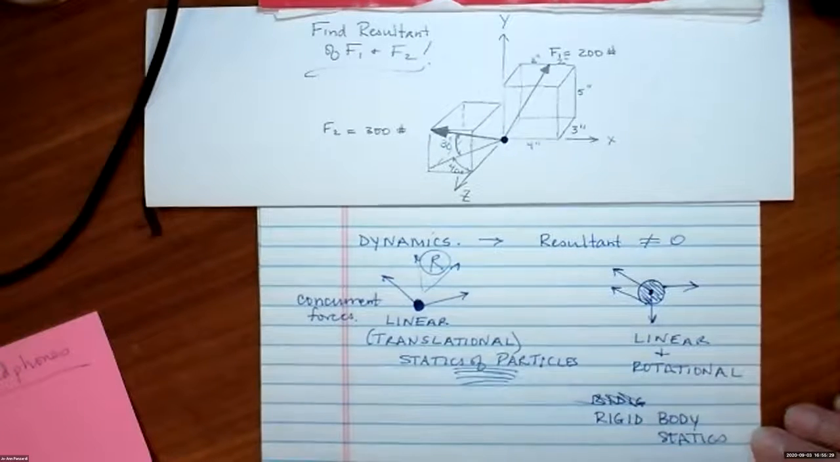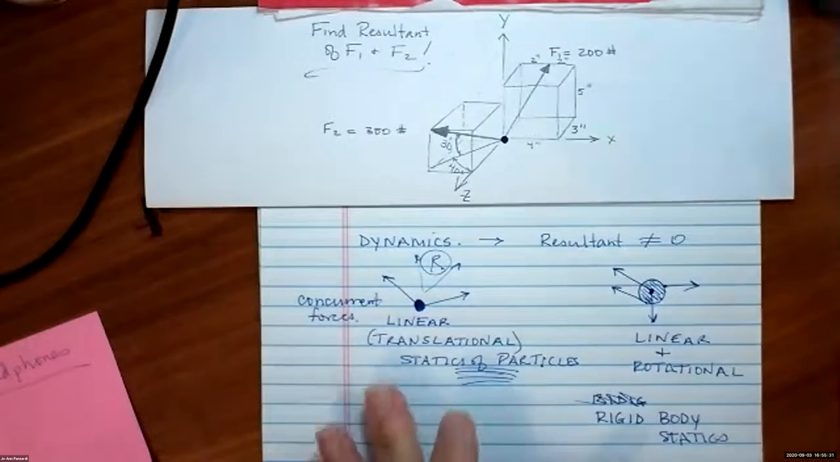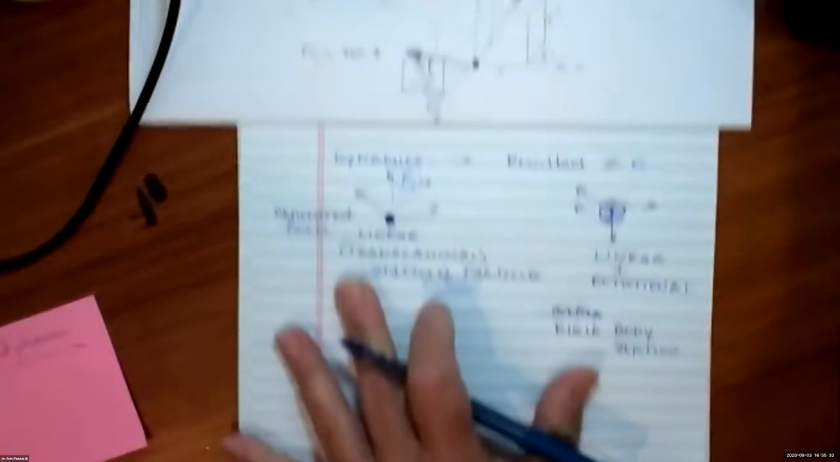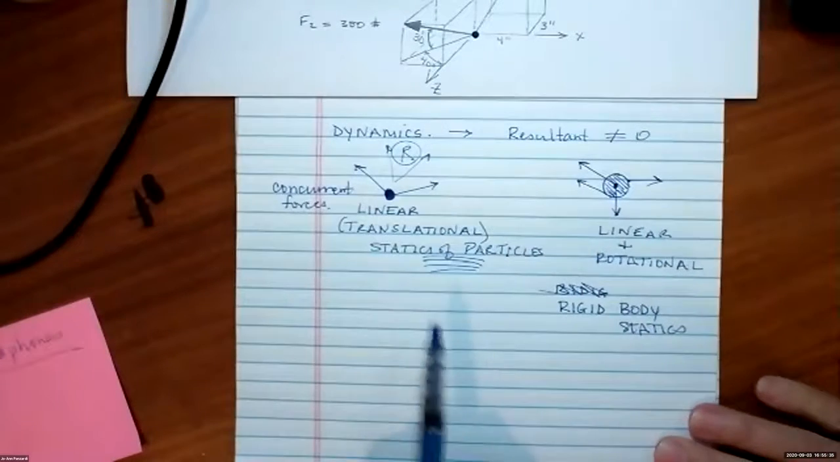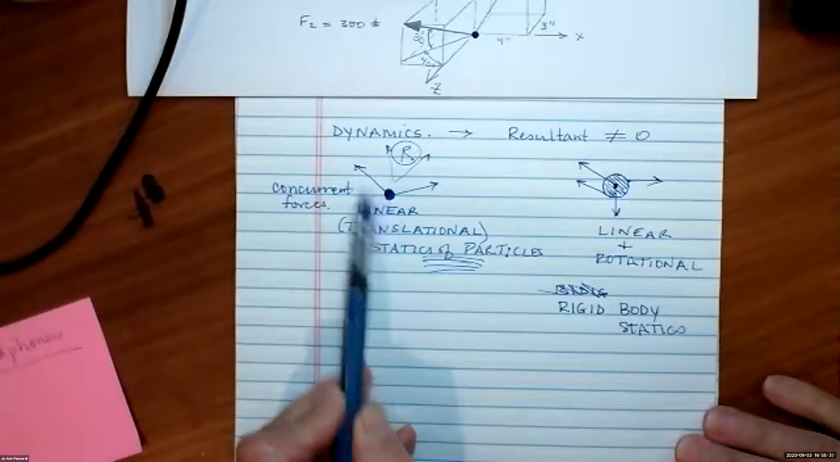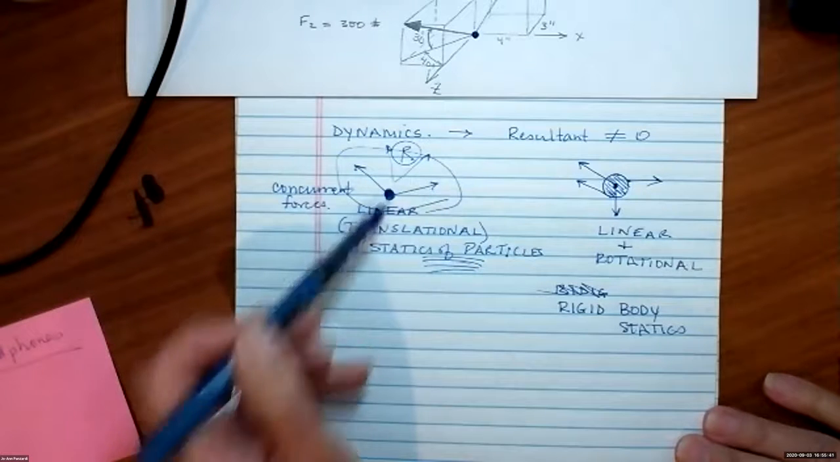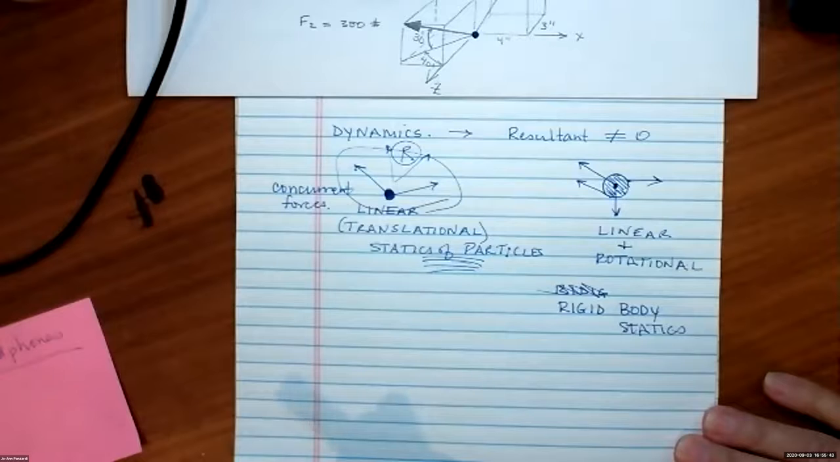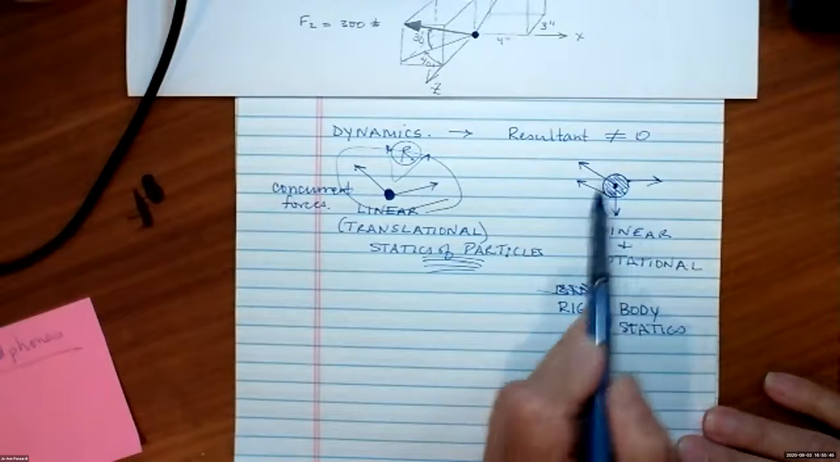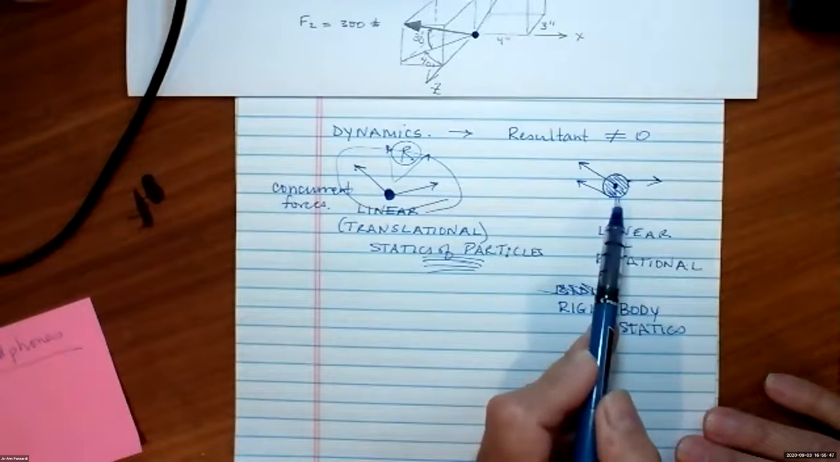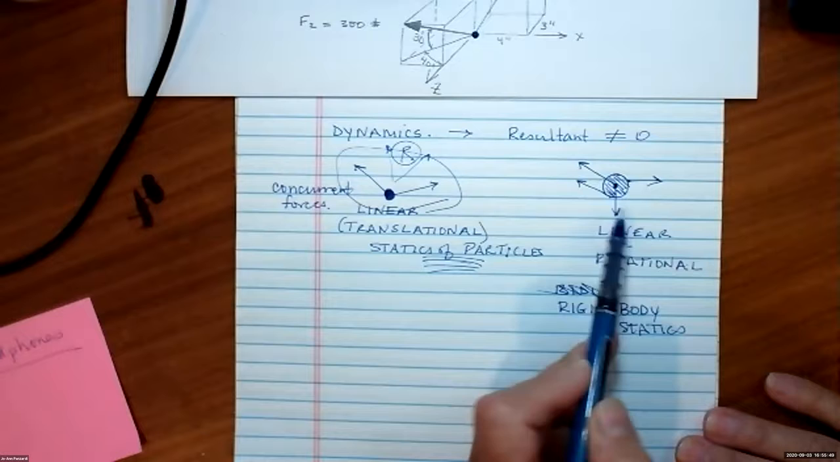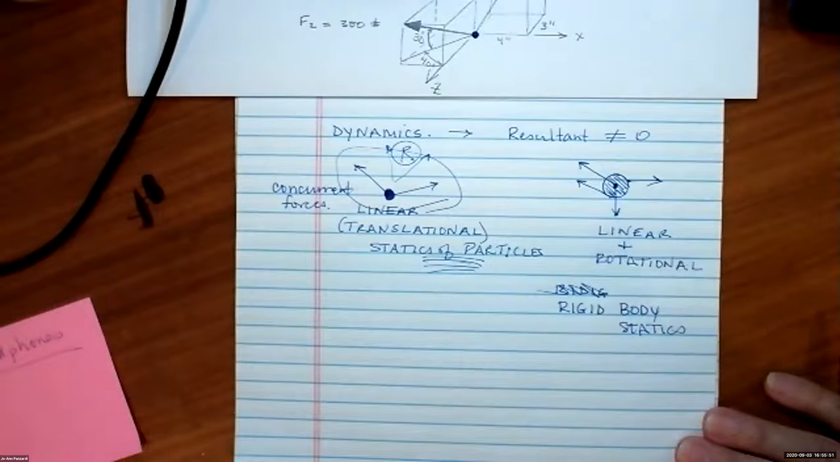You see the difference? The difference is that here we are drawing a free body diagram of just a point, so it's called statics of particles. Here we're drawing a free body diagram of a whole body that has forces in other places, not just in the center. So it's called rigid body statics.